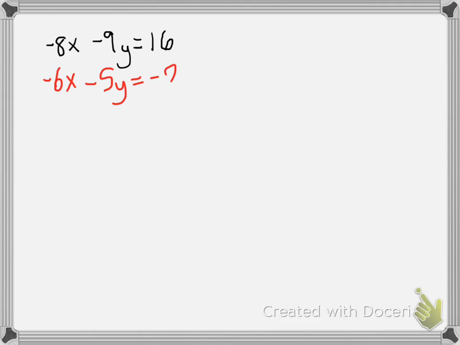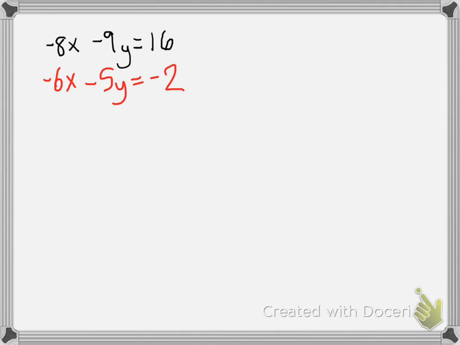Let me look at this one. Let's say this was your equation. Oh, I can't even read my own writing. 16, I think. Yeah. And negative 6x minus 5y equals negative 2.